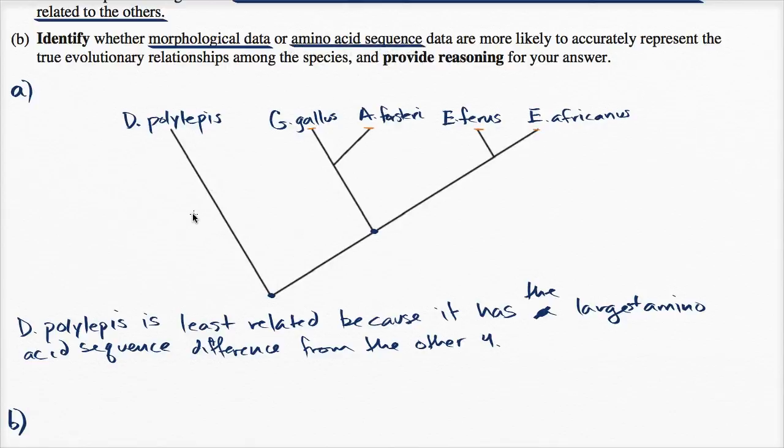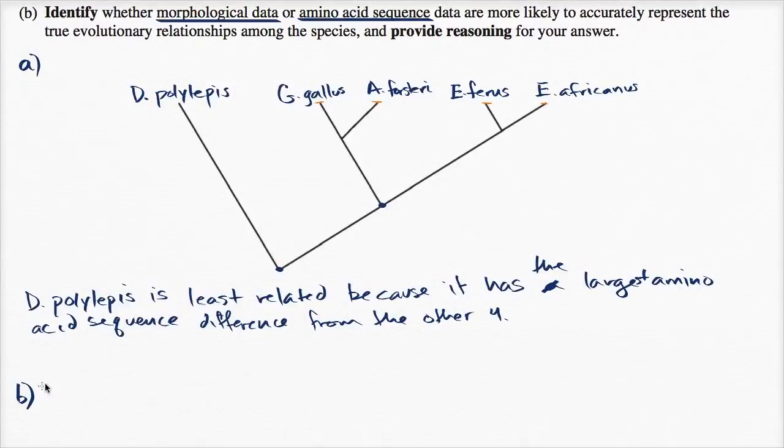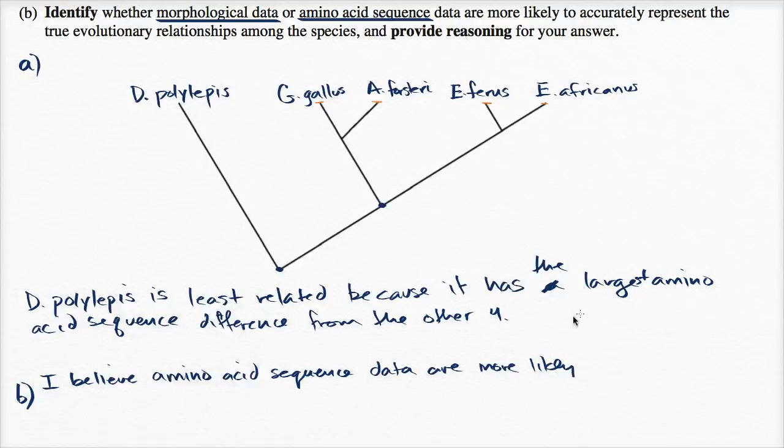I personally would go with the amino acid data. So I believe amino acid sequence data, data is plural, are more likely to accurately represent the true evolutionary relationship.